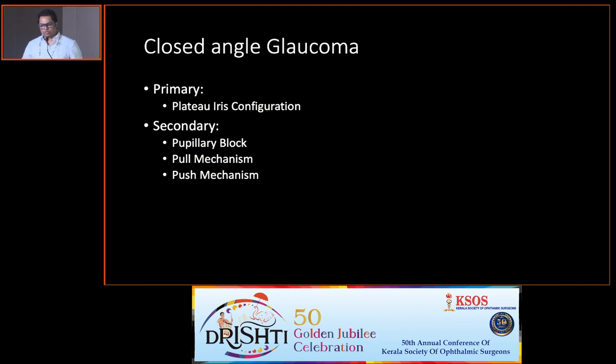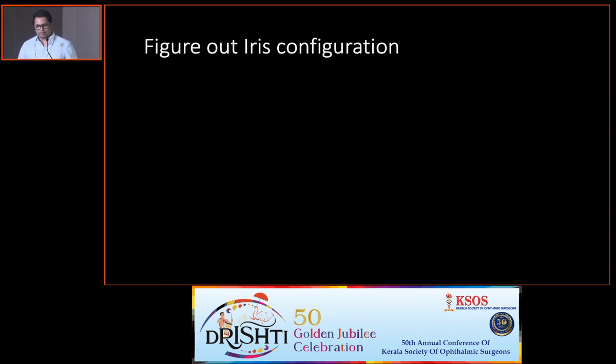Next, coming to closed angle glaucoma, we again have primary and secondary. Primaries have pupillary block as a component, whereas secondaries can be with pupillary block and without pupillary block. Without pupillary block can be pull mechanism and push mechanism glaucomas. Now let us figure this out with iris configuration.